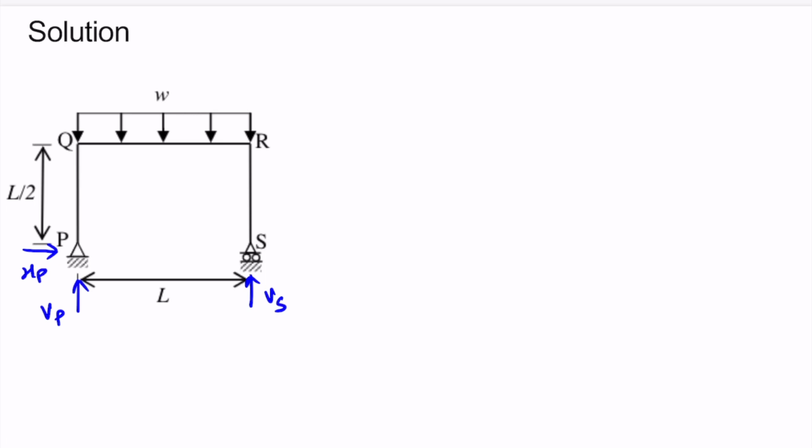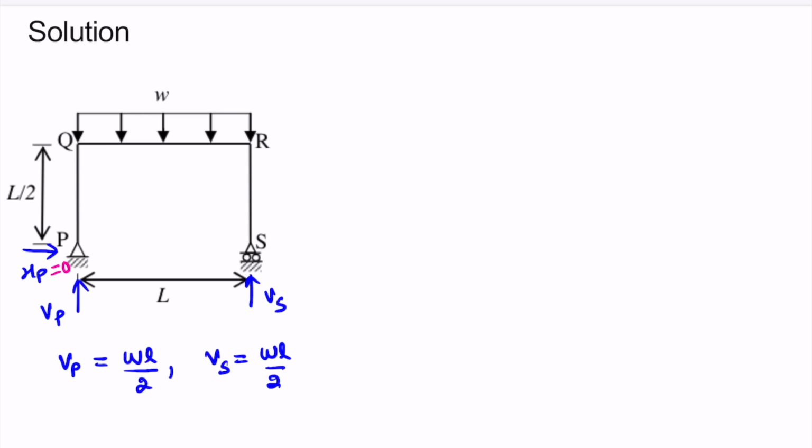Now it is a symmetric structure and the loading is also symmetric. So Vp and Vs will be equal and the total load WL will be distributed equally among these two supports. So Vp will be equal to WL by 2, that is half of the total load, and Vs will also be equal to WL by 2. Now HP will be equal to 0 here, because there is no other external horizontal load applied. In order to satisfy the horizontal equilibrium, this HP has to be 0. So globally all the equilibrium is satisfied here.